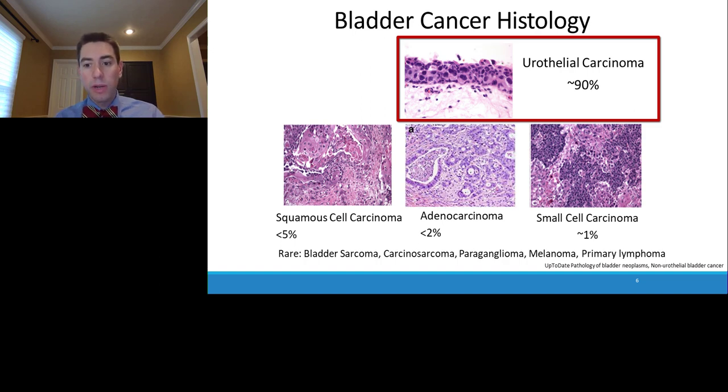And now talking more about the general histology, the histology that I'm going to focus on is urothelial carcinoma up top. It's right here. But when we're talking about the bladder, 90% of the bladder cancers are going to be urothelial carcinoma histology. The remaining less common histologies are going to be squamous cell carcinoma, adenocarcinoma, and small cell, with other rarer variants such as sarcoma, melanoma, and even lymphoma.